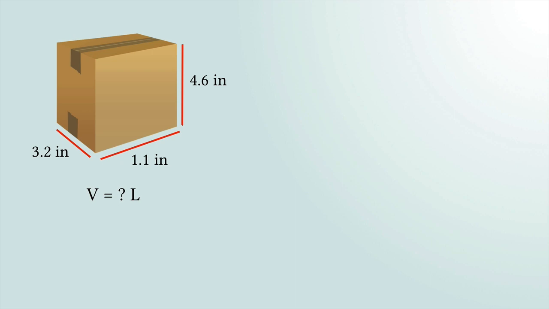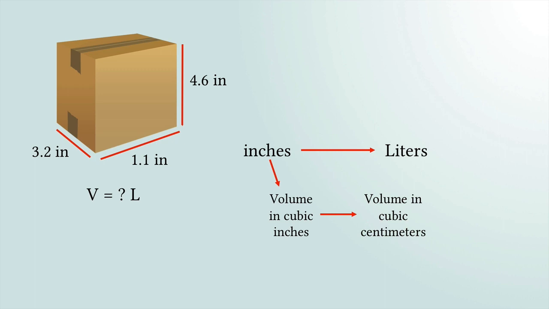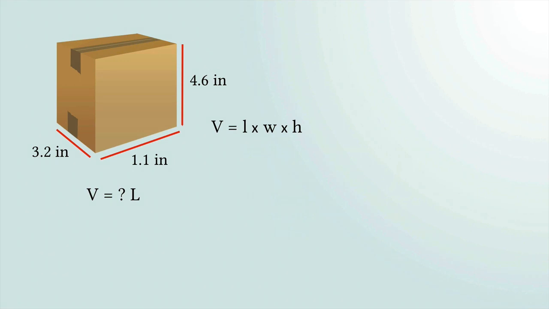Well, let's first plan our attack as we look at this problem. We're given length measurements in inches, which is an English measurement. We're looking for liters, which is a metric volume. So we need to first figure out the volume of our box in English units, then convert that volume to metric units, then convert those metric units to liter measures. The formula for volume of a box is length times width times height.